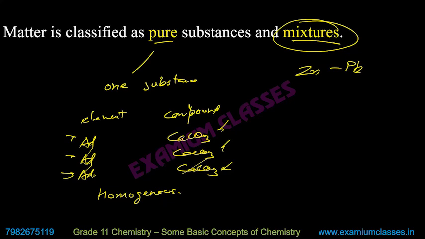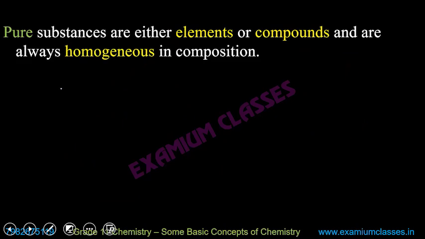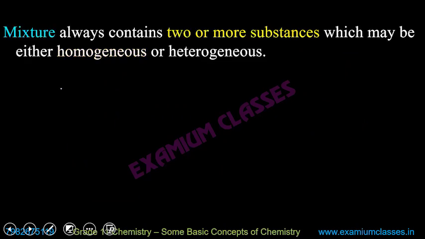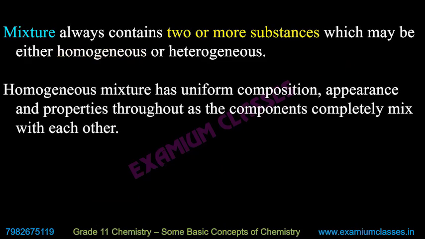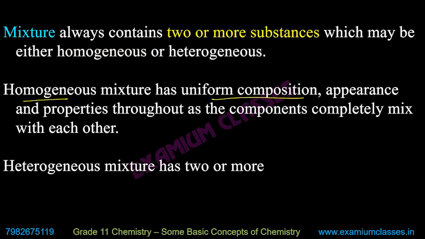But mixtures will be heterogeneous because somewhere you can get zinc, somewhere you can get lead. Suppose you have sand and copper mixed into it. Somewhere you can have sand, somewhere you can have copper. That's the mixture. So pure substance, homogeneous: they can have an element or a compound, but one at a time. Mixtures, two, and heterogeneous. Homogeneous means uniform composition, everywhere the same. Heterogeneous means they have different composition at different places.